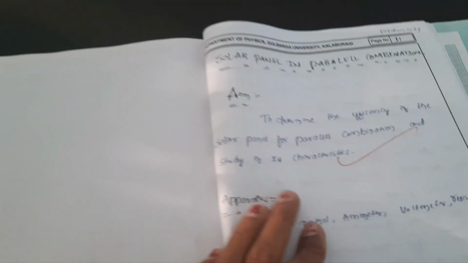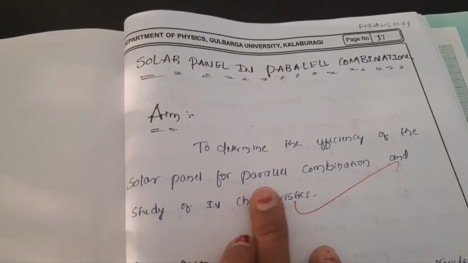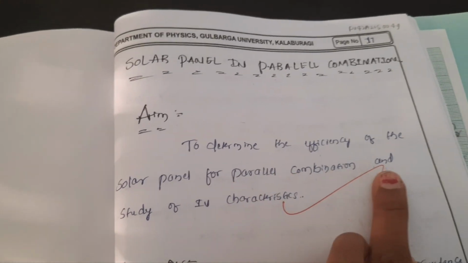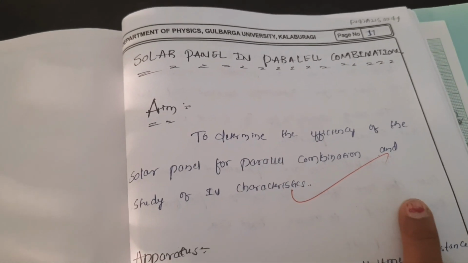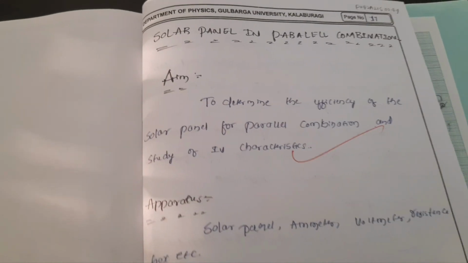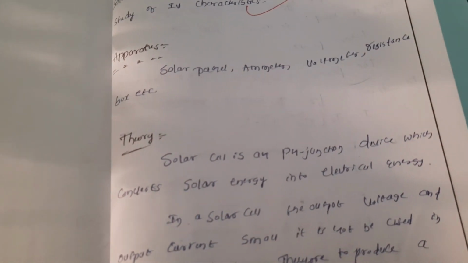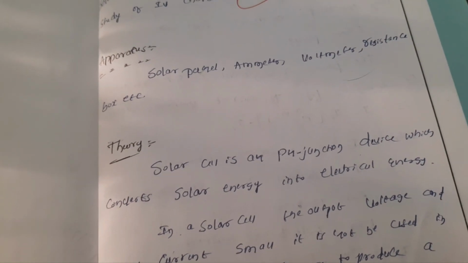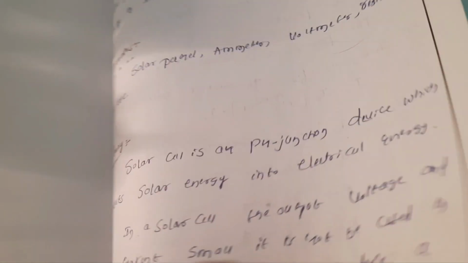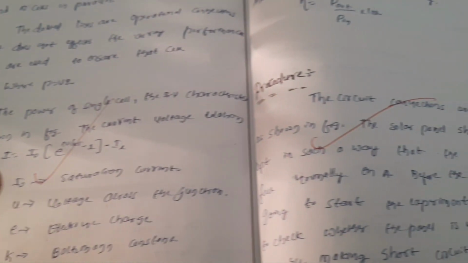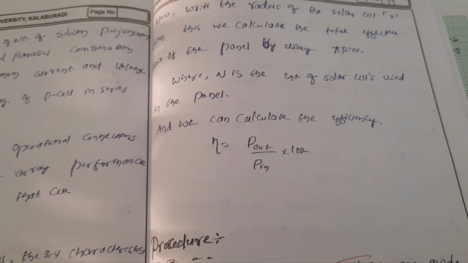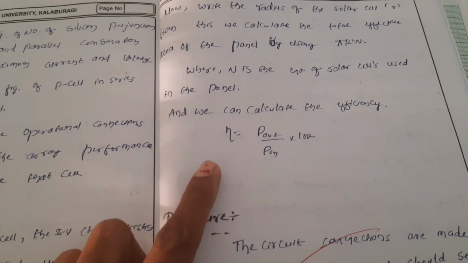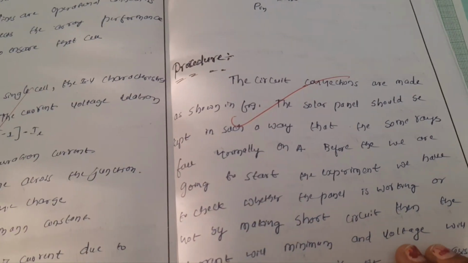As we know, the aim is to check the efficiency of the solar panel for parallel combination and study the IV characteristics. For the theory, just read how the solar cell converts light energy into electrical energy. If you read the theory, that is helpful to understand how to do this experiment. You should know the efficiency and fill factor formulas, and I am going to explain the procedure.